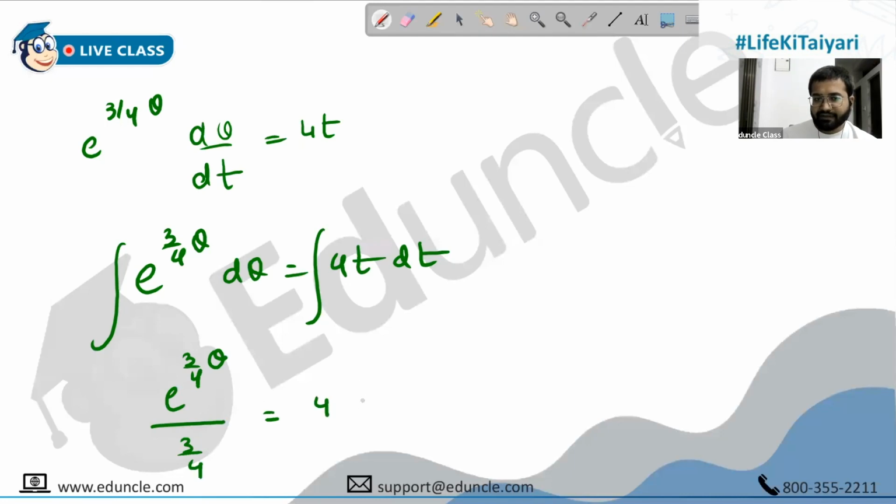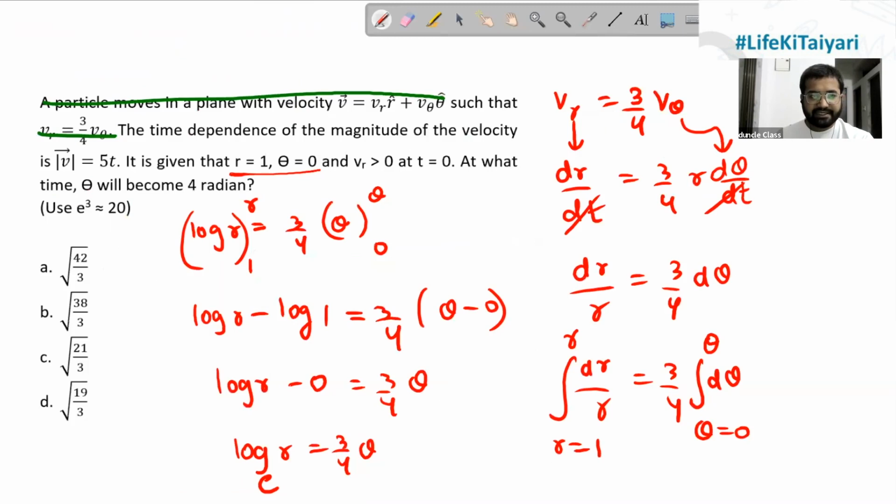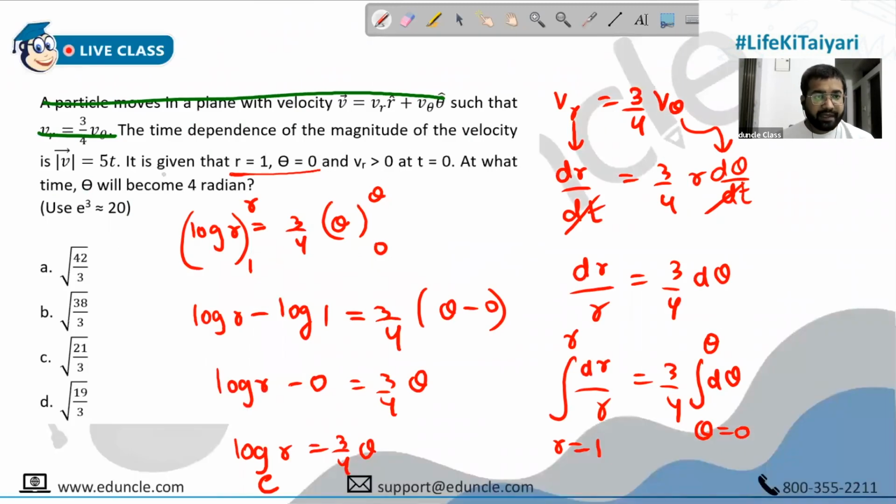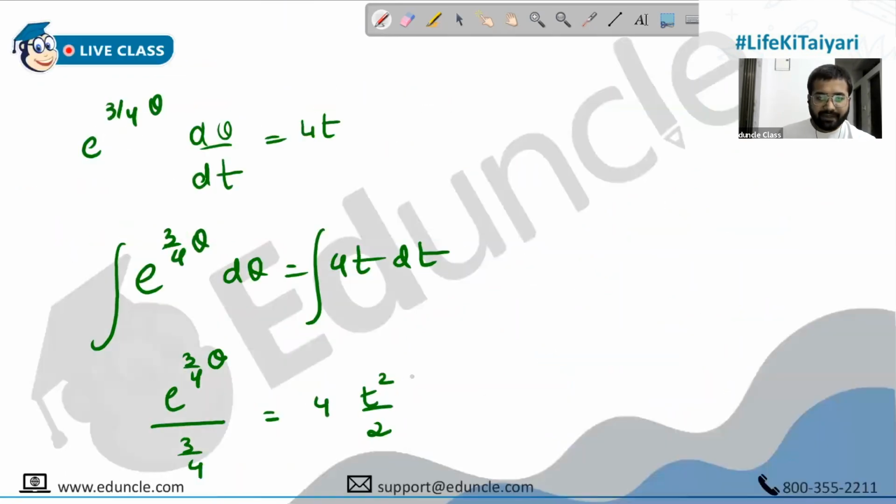Outside, integration of t is t square by 2. But what about limits? Let's check the limits. It is given that r is 1, theta is 0 at t equals 0. So when time is 0, theta is 0. So let's say at any time t, theta is theta.